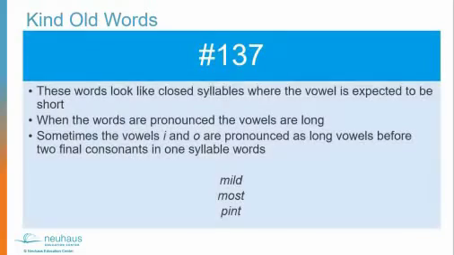Words such as mild, most, and pint look like closed syllables, where the vowel is expected to be short. However, when we pronounce these words, we realize that the vowels are long. Sometimes the vowels I and O are pronounced as long vowels before two final consonants in one-syllable words. We call these the kind old words, because kind and old also follow this pattern.